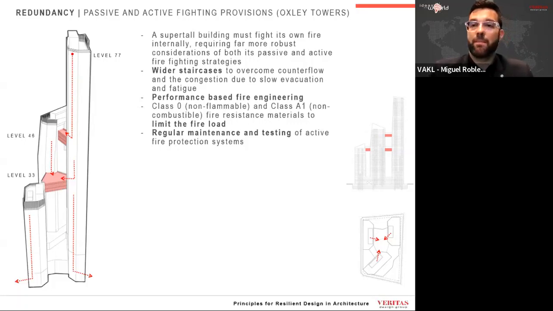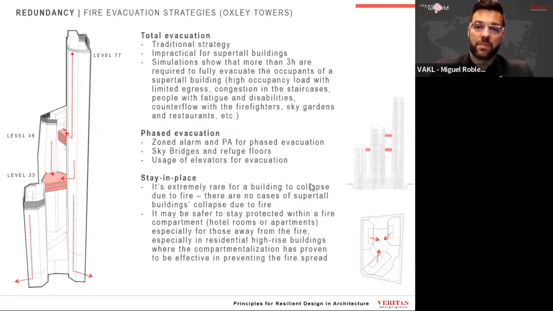The use of performance-based engineering for critical areas such as atriums or large facilities, where the performance of the fire, the smoke, and even the people can be simulated to anticipate and design better and to make our buildings safer. The use of class 0 non-flammable and class A1 non-combustible materials, which limits the fire load inside our buildings, and also, very importantly, the regular maintenance and testing of all the active fire systems.